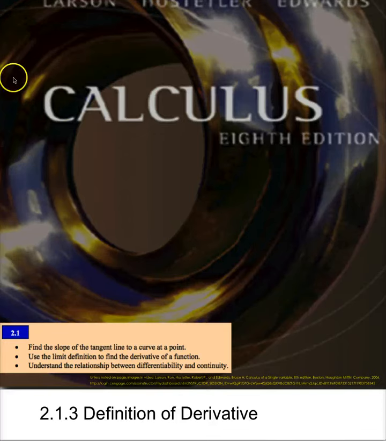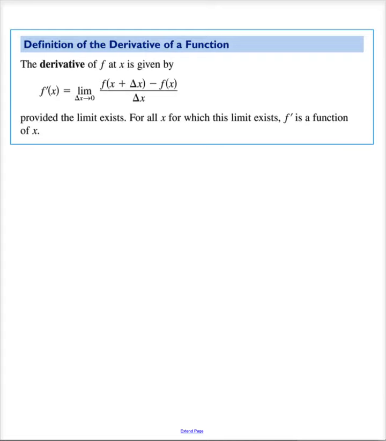We're going to look at the definition of a derivative. The definition of a derivative is: the derivative of f at x, given by f prime, this is a derivative, is equal to the limit as delta x approaches 0 of f of x plus delta x minus f of x divided by delta x, provided the limit exists.